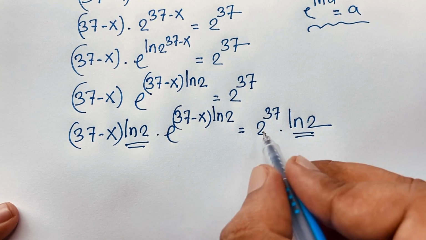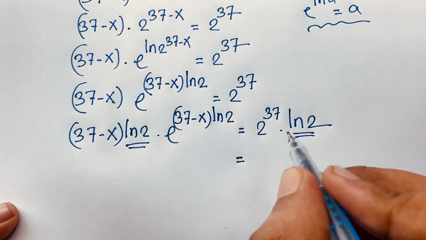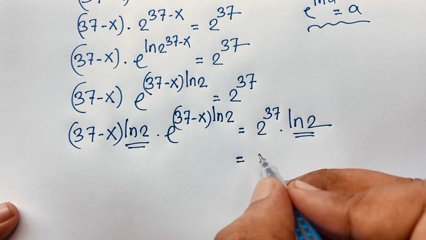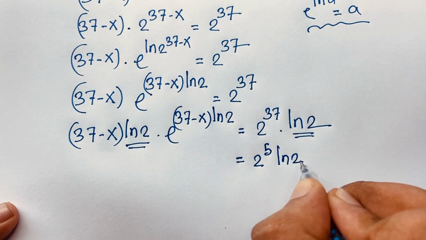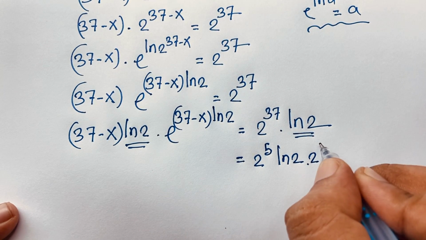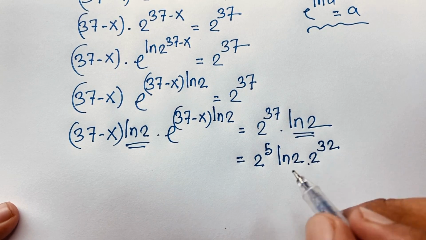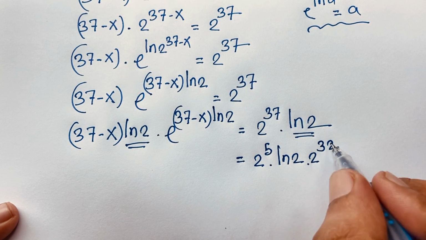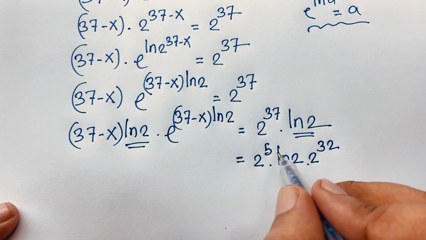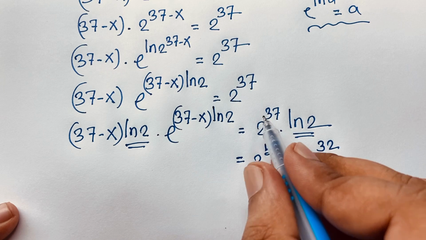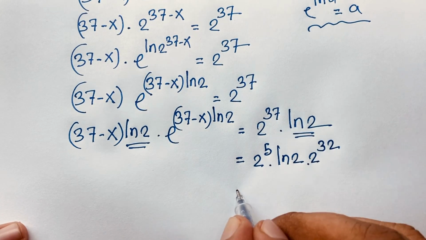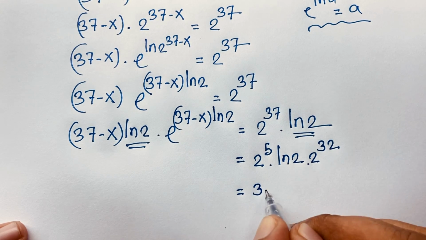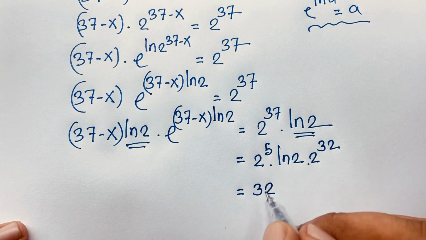But if I evaluate this expression, here 2 to the power 37, it will be 2 to the power 5 ln 2 and 2 to the power 32. Here 2 to the power 5, here 2 to the power 32. So 32 plus 5, it will be 37. So this value and this value is equal. It is no change. Now at this moment you can see it will be 32. 2 to the power 5, it will be 32.